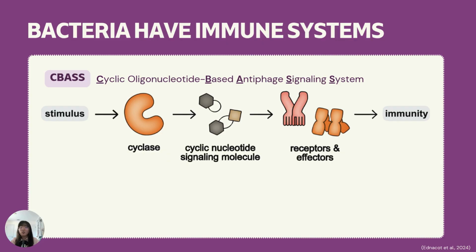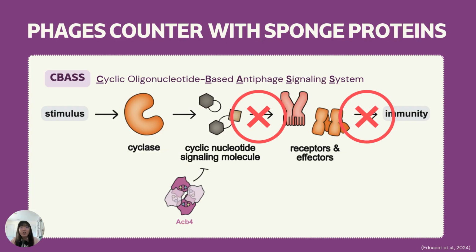These systems often rely on cyclic nucleotide signaling. For example, CBASS produces cyclic dinucleotides to trigger cell death and stop phage replication. However, phages have evolved to counter this by producing sponge proteins that sequester these signals and shut down bacterial immunity.